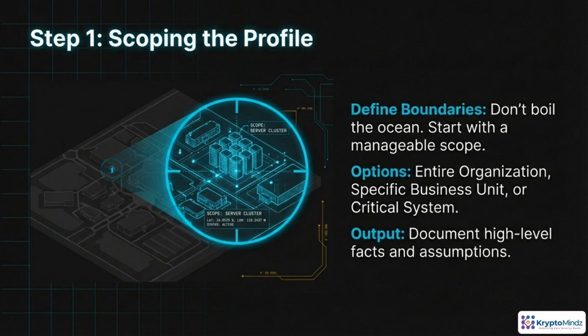When you build a CSF profile, the first major step is scoping. Decide what you're assessing: the whole organization, one business unit, or a single critical system. For a first run, smaller is usually better. You can always expand later. Make the boundaries explicit: what's in, what's out, and any key dependencies. Capture a few high-level facts and assumptions. This becomes your reference point for every decision that follows.